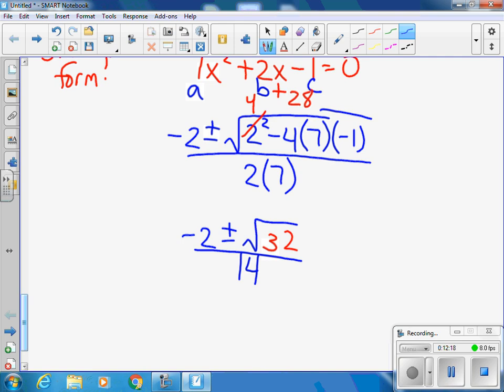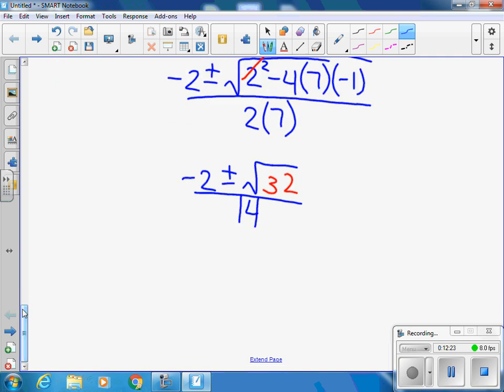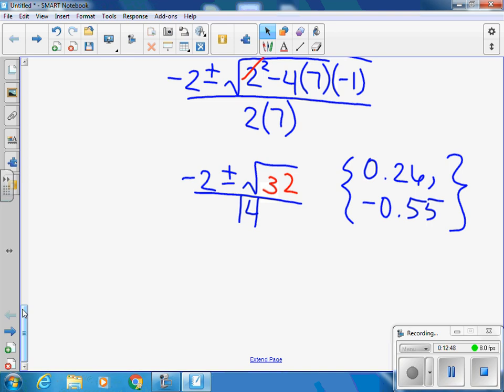So now you're at the point where you can type it in safely into that calculator and get your two decimal values. Remember, you have to have two problems: negative 2 plus radical 32 divided by 14 and negative 2 minus radical 32 divided by 14. When you type both of these in, you should come up with decimals rounded to the hundredths place, and they should be 0.26 and negative 0.55. If you are not getting those values, then we need to look at how you're typing the numbers into the calculator and whether you're even using the right numbers.